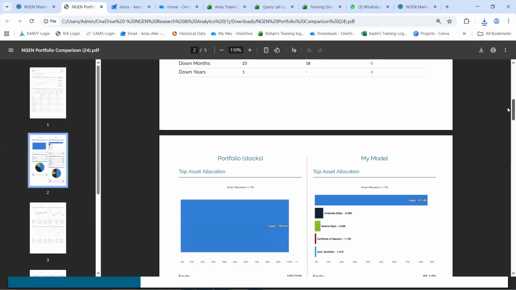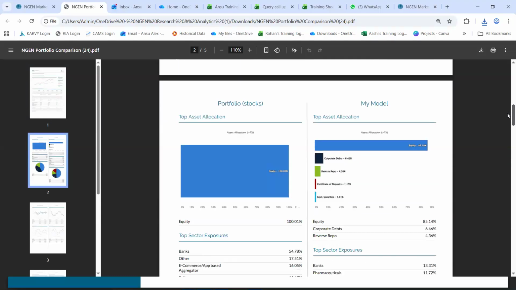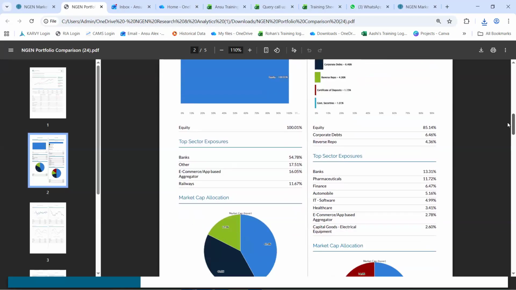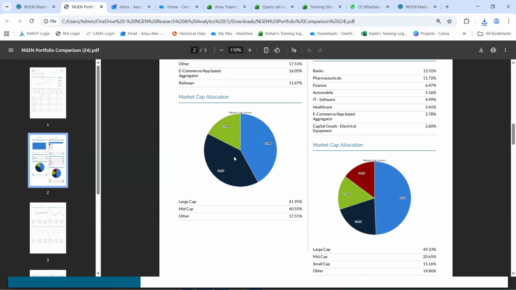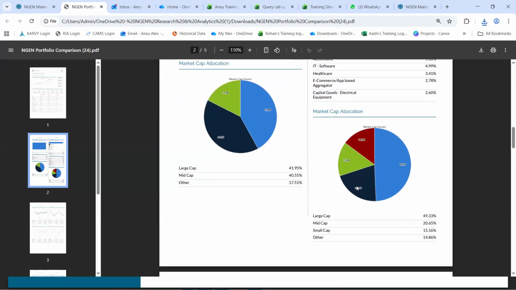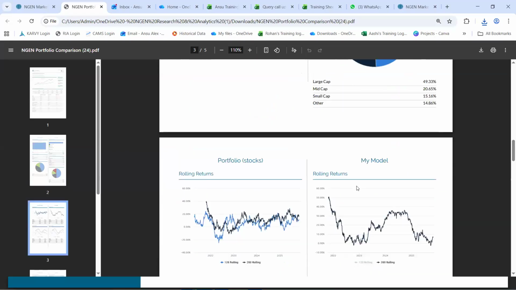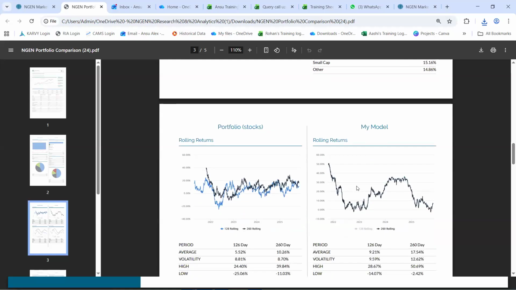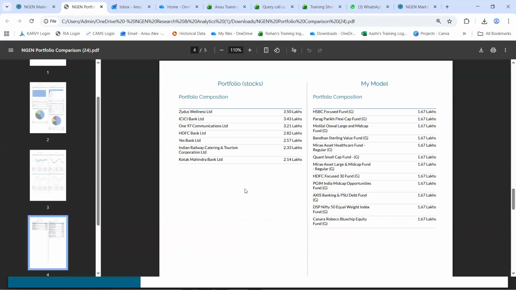Following that, the second page will tell you the asset allocation differential. Specifically, how are the sectoral differences for both the portfolios? Currently, we are viewing my stocks portfolio versus my MF portfolio. How are the market cap differentials for both the portfolios? Following that, you get to see the rolling difference for both the portfolios for a time period of 6 months and 1 year. And then the last page that we will come across will be this portfolio differential page.